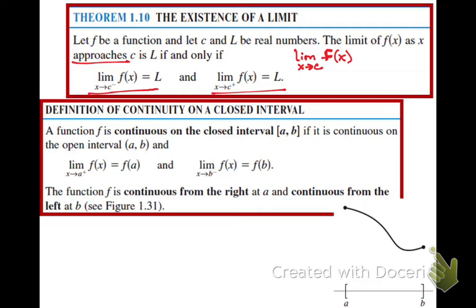Okay, definition of continuity on a closed interval. A function is continuous on a closed interval. Now remember I said parentheses was an open interval. They don't include the endpoints. Closed interval includes the endpoints. So this includes a and b. There's my graph. If it is continuous on the open interval, and the function f is continuous from the right at a and is continuous from the left at b. That's it. That's all it's saying.